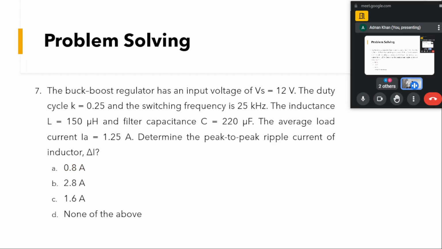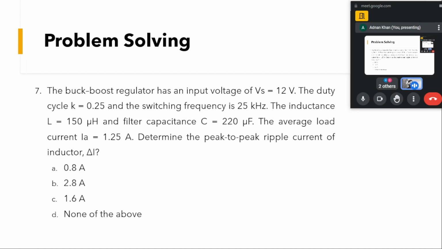The buck-boost regulator has an input voltage of 12 volts. The duty cycle is 0.25. The switching frequency is 25 kilohertz. The inductance is 150 microhenry, and the capacitance is 220 microfarad. The average load current is 1.25 amps. Determine the peak-to-peak ripple current, delta I.